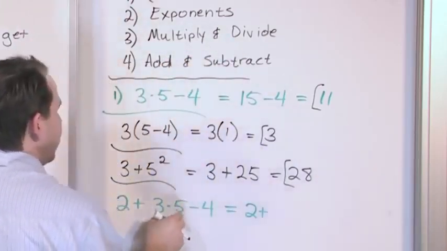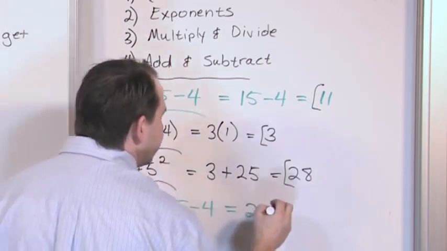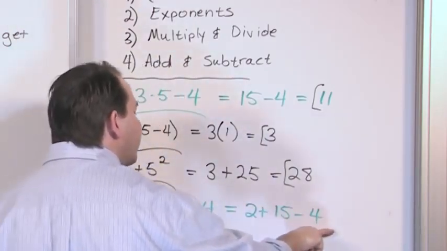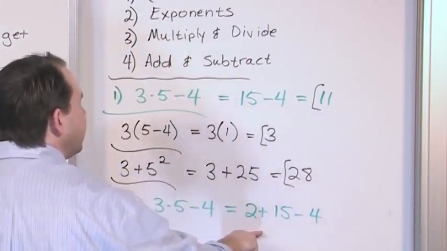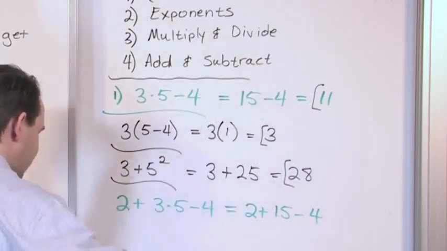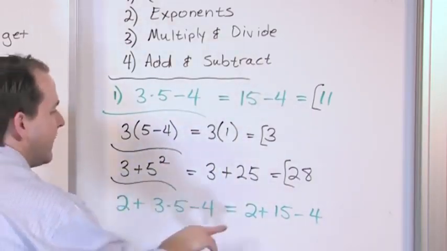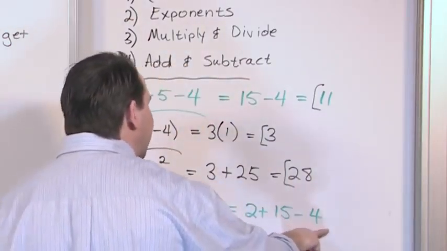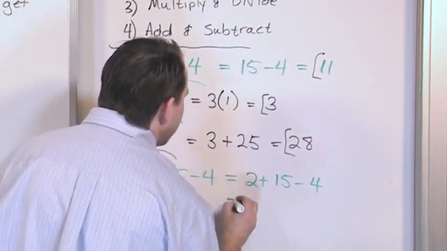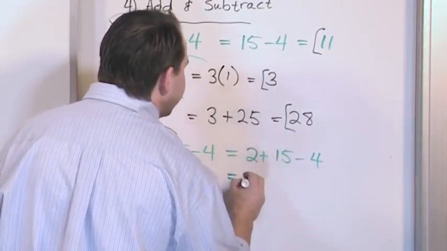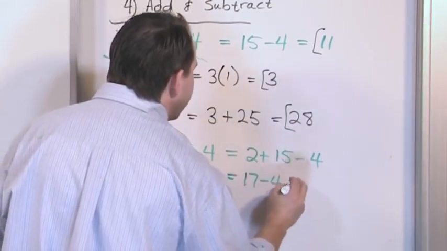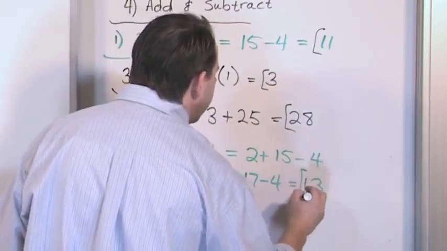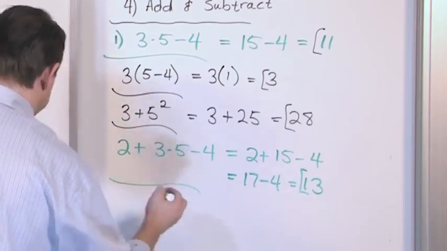3 times 5 gives me 15, so it's 2 plus 15. Minus 4 comes along for the ride. Now the only thing you have left is addition and subtraction, which is dead last. That's okay now. When you have addition and subtraction on the same level with no other parentheses or anything, you just do them left to right, like reading a book. All right? So 2 plus 15 is 17. You still have to subtract your 4. 17 minus 4 is going to give you 13. And 13 is the final answer.